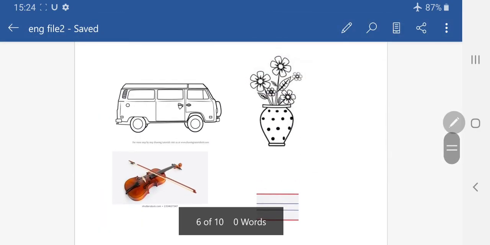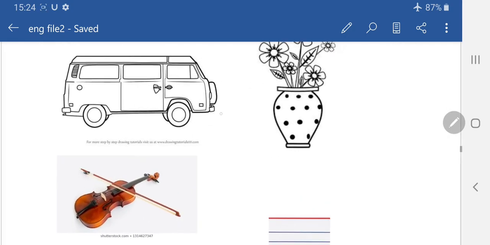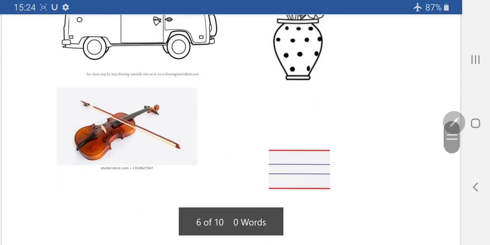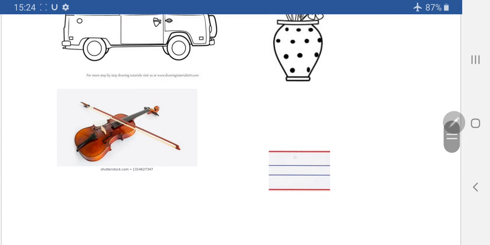Next one is, what is this? This is V a van, V a vase, V a violin. And how we will write V? Simple, slant line. First we will make a slant line, then again an inverted slant line. And what is the sound of V? Ve. V a van, V a vase, V a violin.